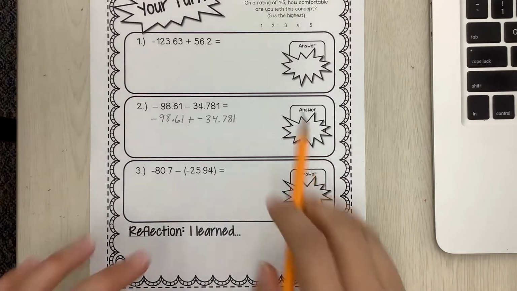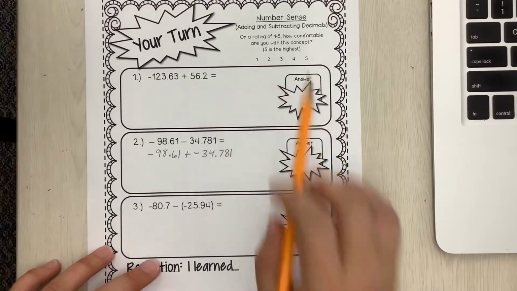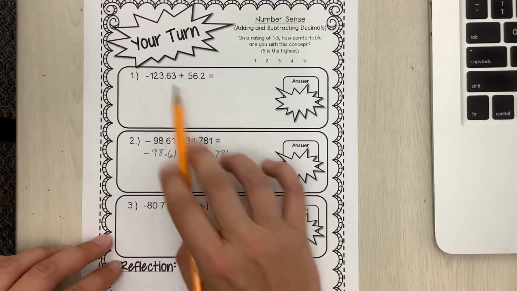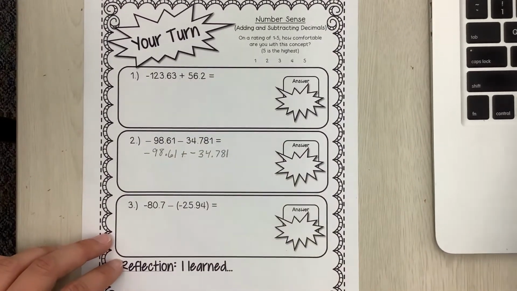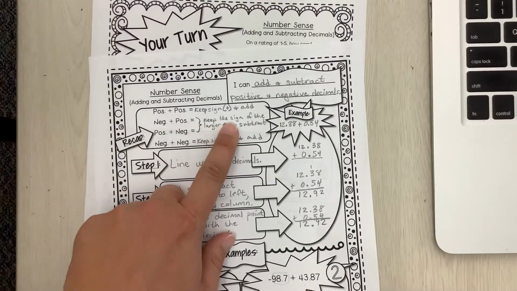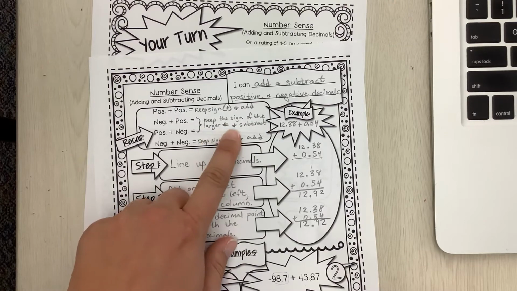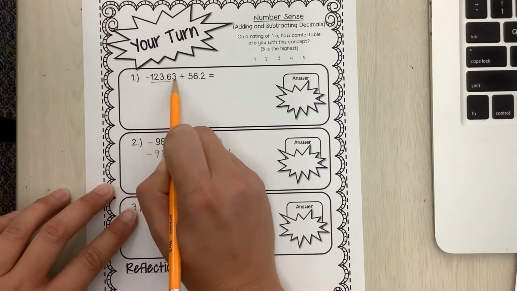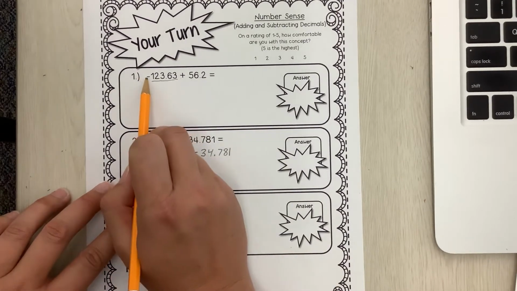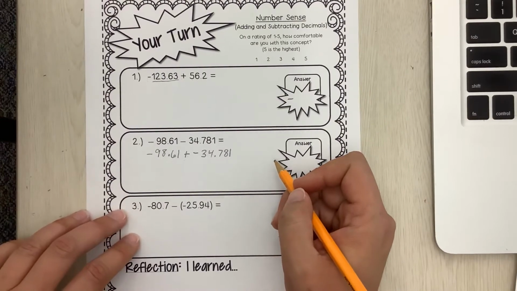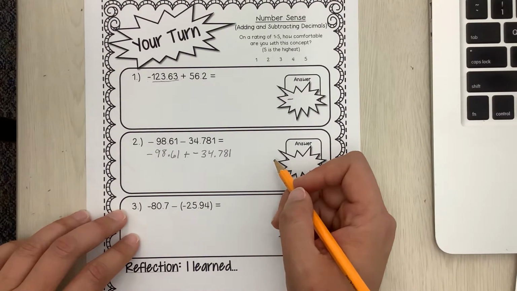So let's go over our practice problems for adding and subtracting decimals. The first one here is already an addition problem for us, so that's great. What we're going to do is follow our rules: a negative plus a positive, keep the sign of the larger number and subtract. Which one's larger? 123 is larger than that, so our answer is going to have to be negative. Now we're going to take the larger number and subtract the smaller number from it.